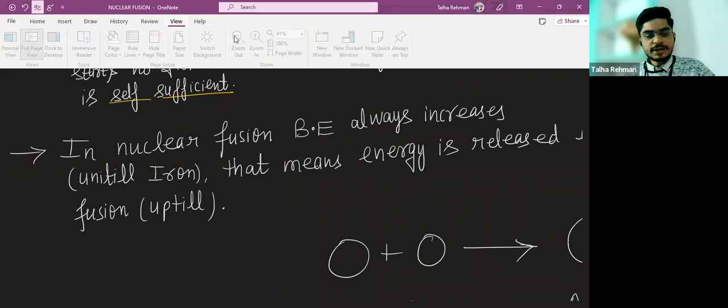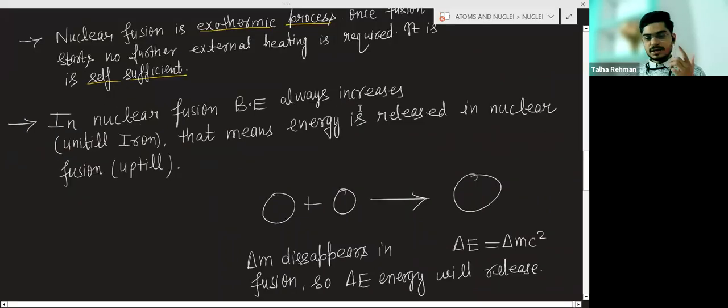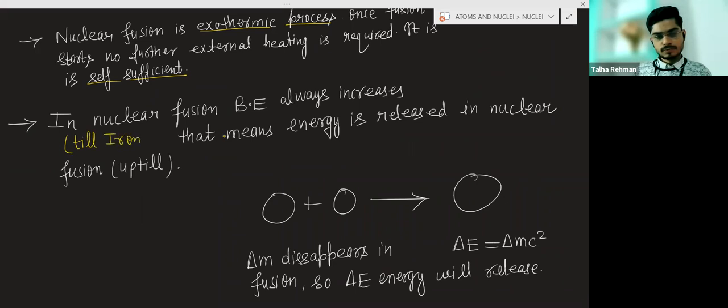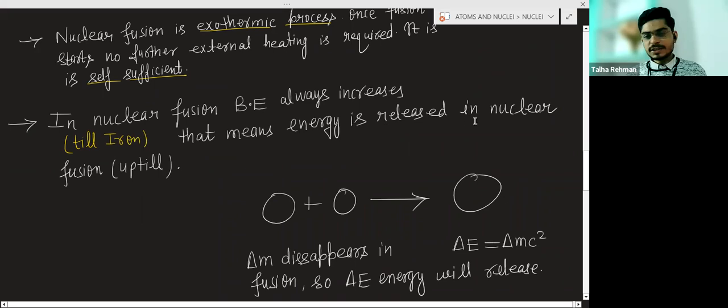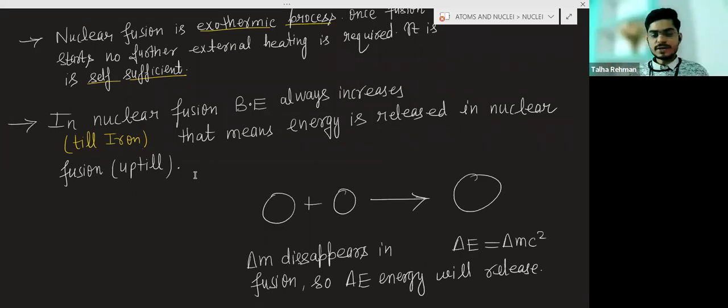In terms of the binding energy, you can say in nuclear fusion, binding energy always increases up till iron. That means energy is released in nuclear fusion. Basically, what they want to say is that energy is released in nuclear fusion.